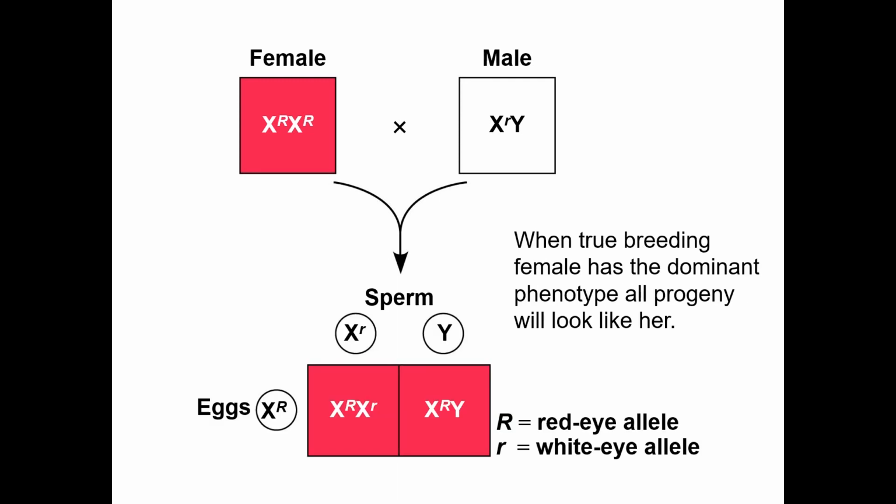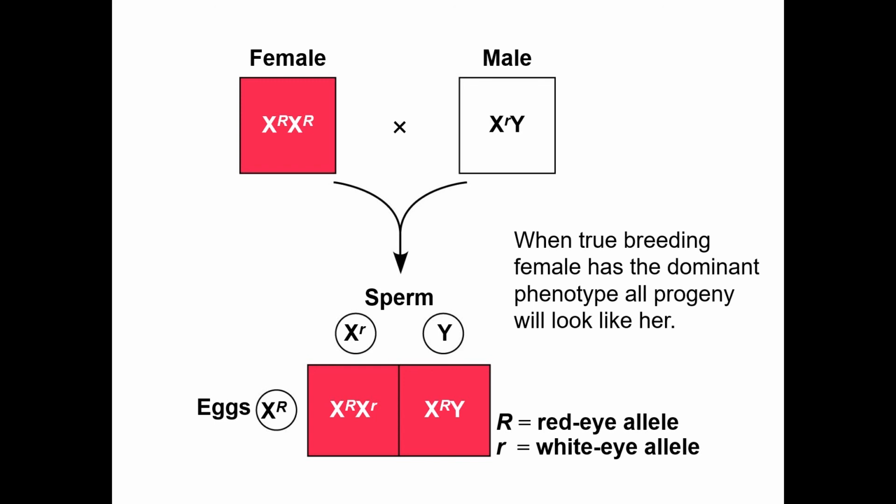So in this example, the female can only give dominant X's to all of her children, and the male can either give a recessive X or a Y. This means that all of the children of this cross will have red eyes, because the female gives an X chromosome to both her daughters and her sons. The females will be heterozygous, and the males will only carry the dominant X and a Y. So when a true breeding female has the dominant phenotype, all of her progeny will look like her.